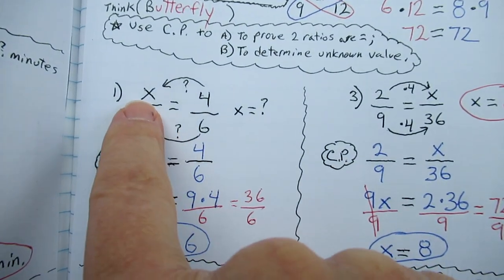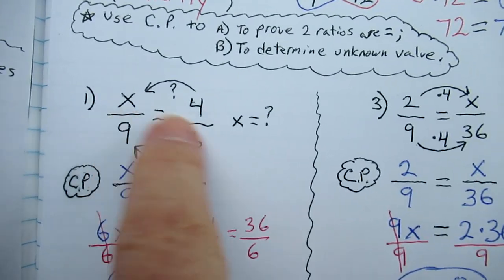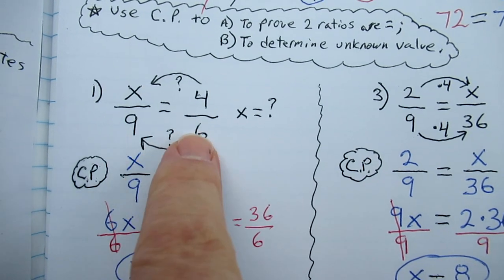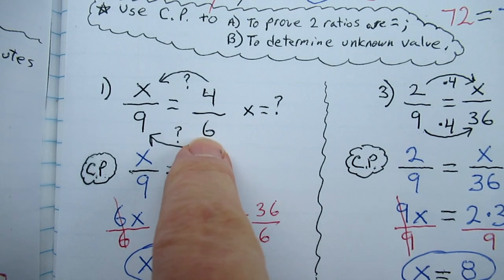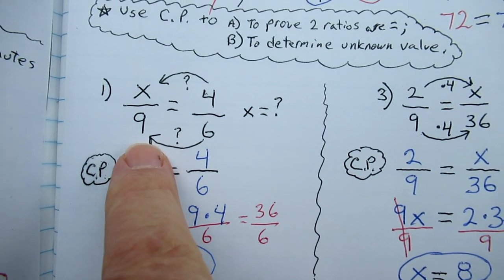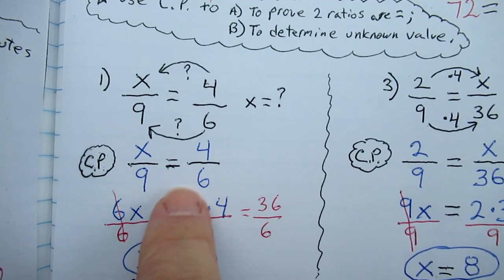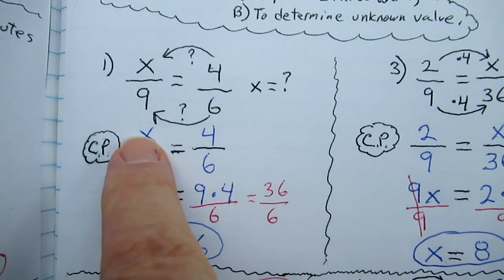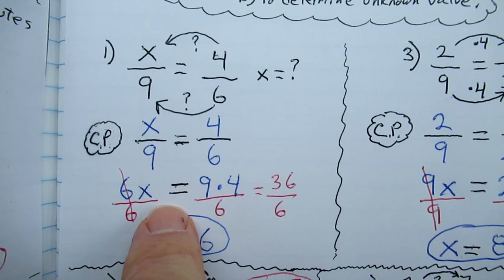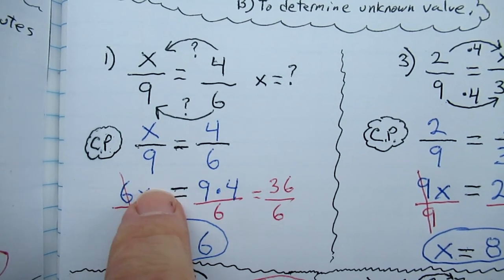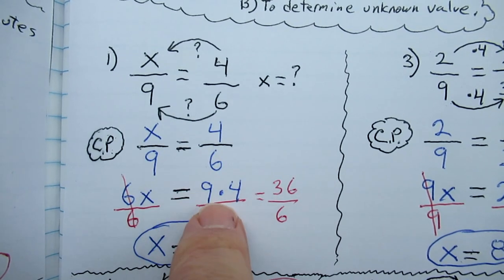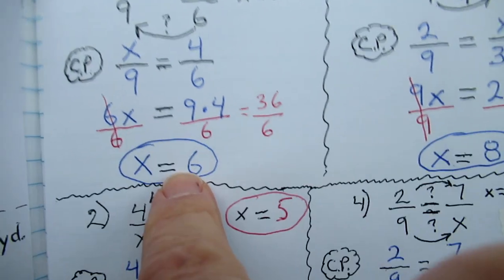If you remember, sometimes you don't have to use cross products. Sometimes you can look at it and tell. Like from 6 to 9, you can't really do that, so we have to use cross products. And remember, whatever is diagonal of x, those two go together, and these two go together. And then we get our answer.